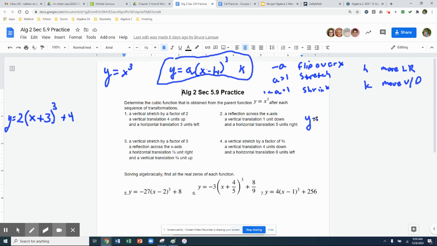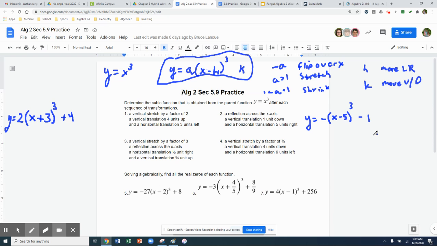So we'll go y equals. We've got a reflection across the x-axis. That means my a is going to be negative. Vertical translation 1 unit down, and a horizontal translation 5 units right. There is no stretch or compress, so that's just going to be a 1. So I'm just going to put a negative out in front. 5 units right is going to be x minus 5 cubed. And then 1 down is going to be a minus 1. So there would be my function for number 2.